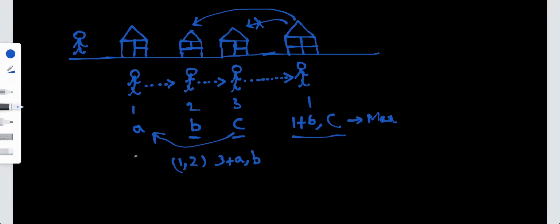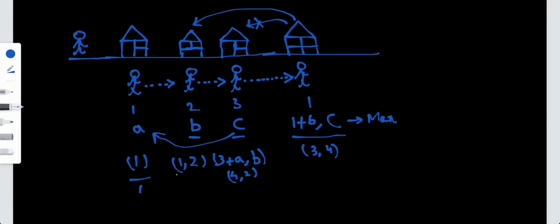And now if there is only one house, I can rob only that house. The amount I will get is 1. There is no other possibility. So B will be what? 2. And C will be what? 3 plus A, which is 4. And then B is what? 2. So I'll have this, and then 1 plus B. B is what? 2. So 1 plus B is 3. And then C is what? C is 4.